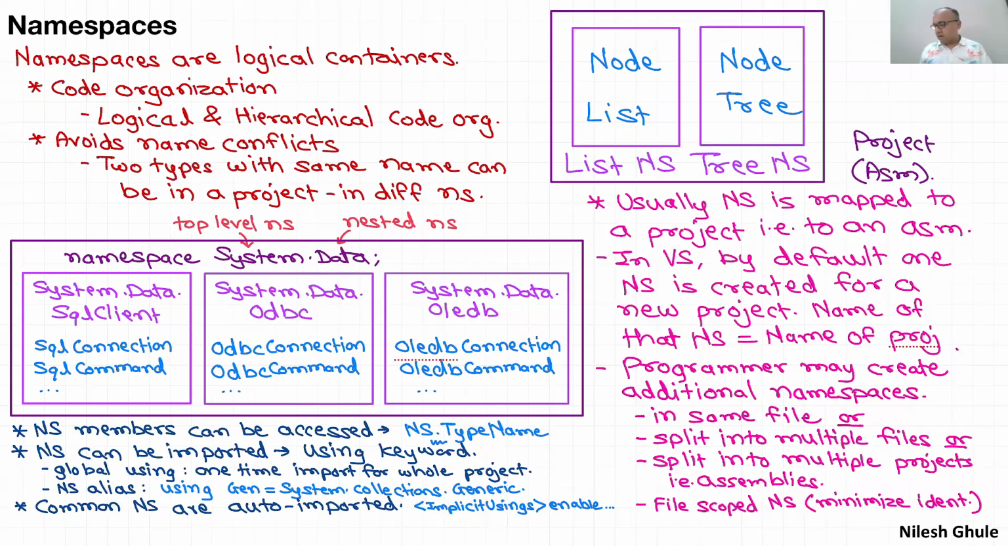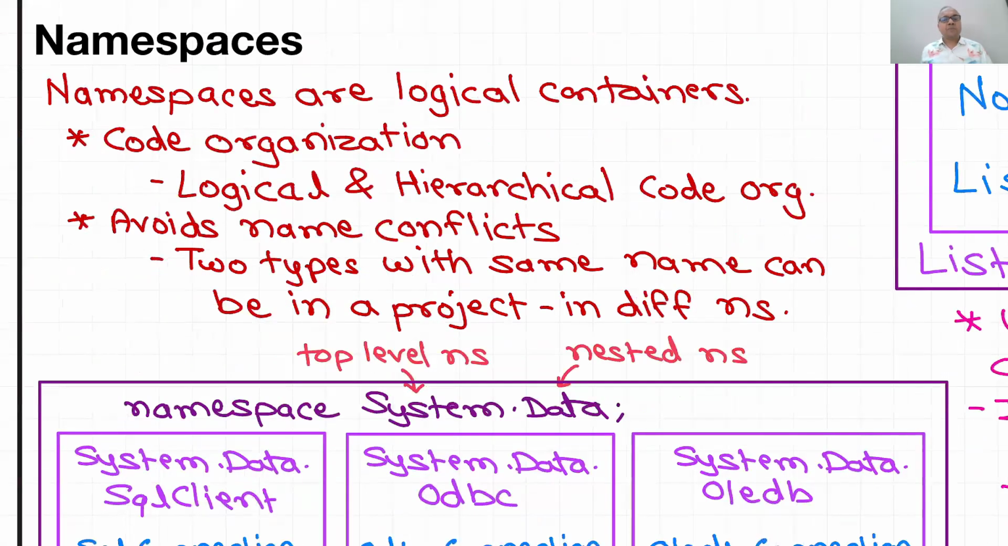The very first thing I'm talking about is that namespaces are a logical container. When I say logical container, I want to say that the namespace doesn't create a separate file or separate folder. It is only a logical container which is understood by the C# compiler. And the primary purpose of the namespace is to do better code organization.